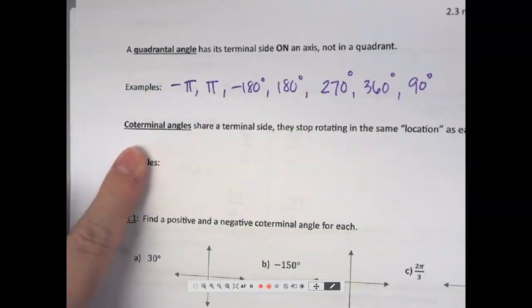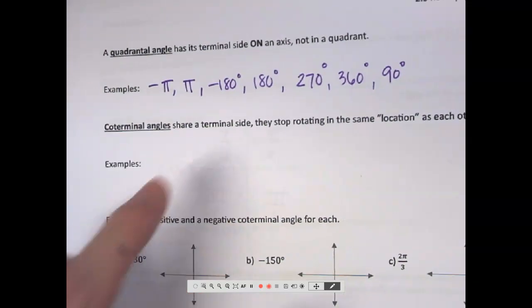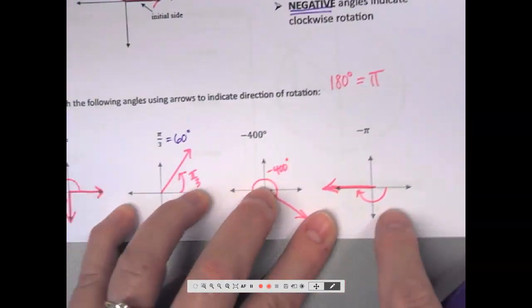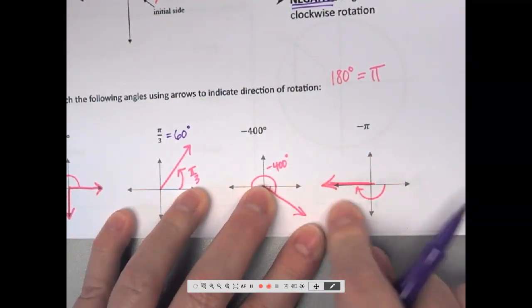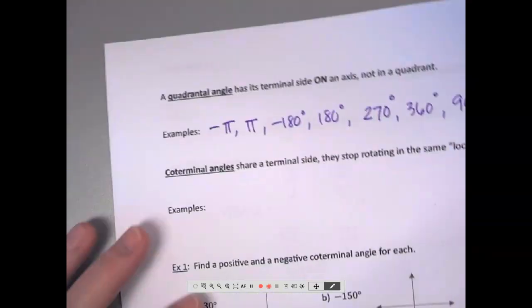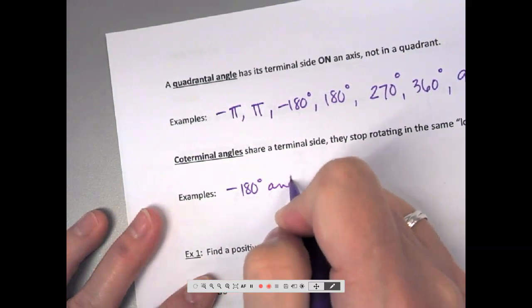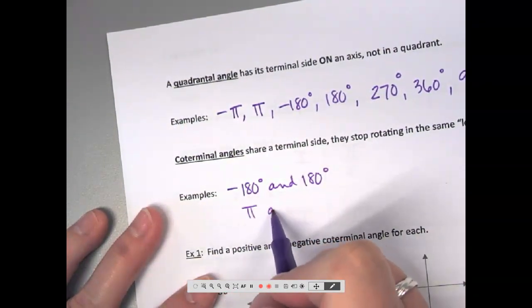A coterminal angle shares a terminal side with another angle, and they stop rotating in the same location as each other. So we kind of touched on that already with the pi and negative pi, or 180 and negative 180. They will go to the same location. Okay, so let's list those as our first example. I'll say negative 180 and 180. Pi and negative pi.